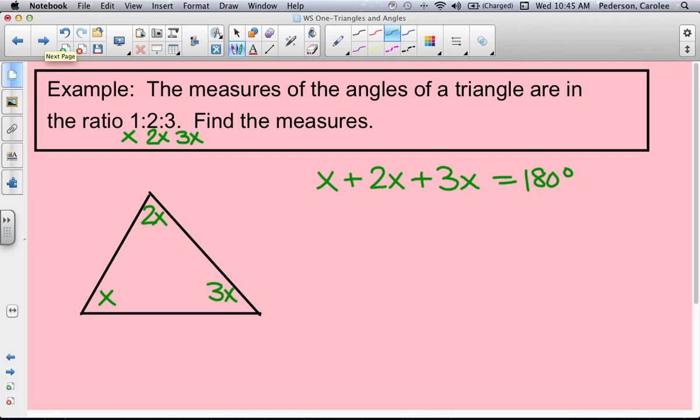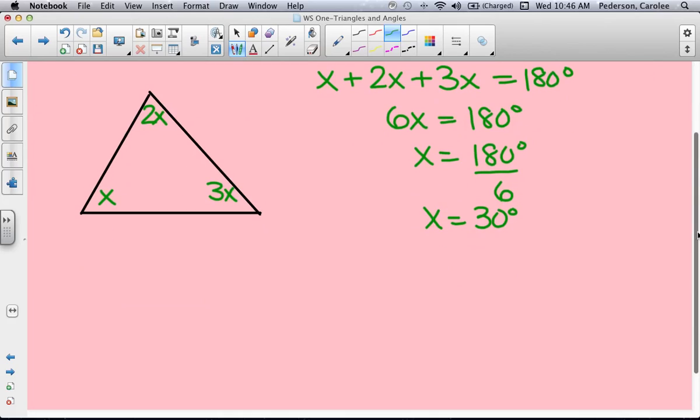Now we're going to solve for x. So we're going to combine like terms. X plus 2x plus 3x is 6x. Then we'll divide by 6. And we get x to be 30 degrees. So now if we come back to our picture to find the angle measures, x is 30 degrees, 2 times x equals 60 degrees, and 3 times x is 90 degrees. If you check, if you add up 30, 60, and 90 together, those three total 180 degrees.